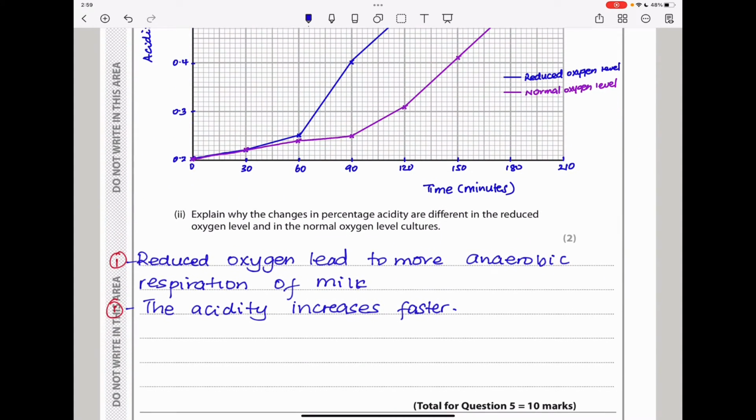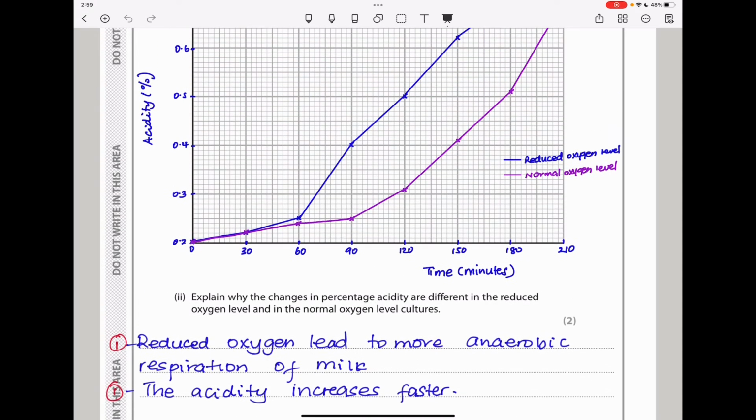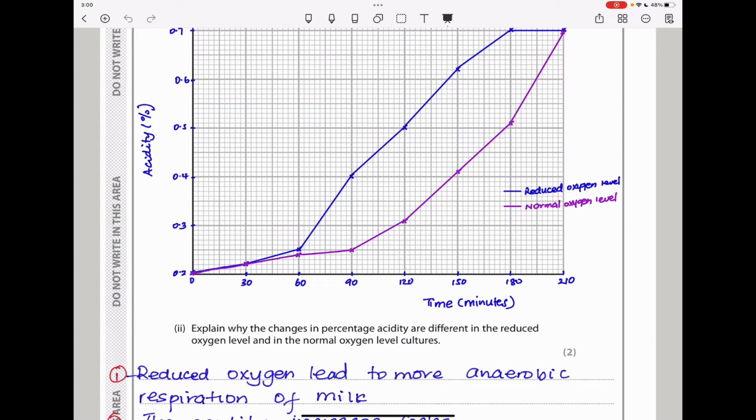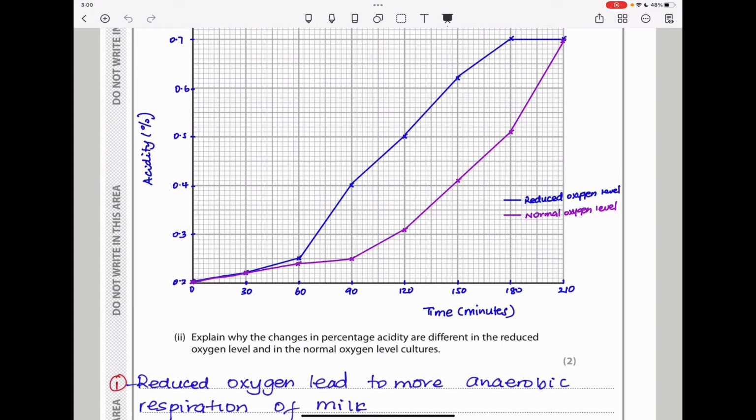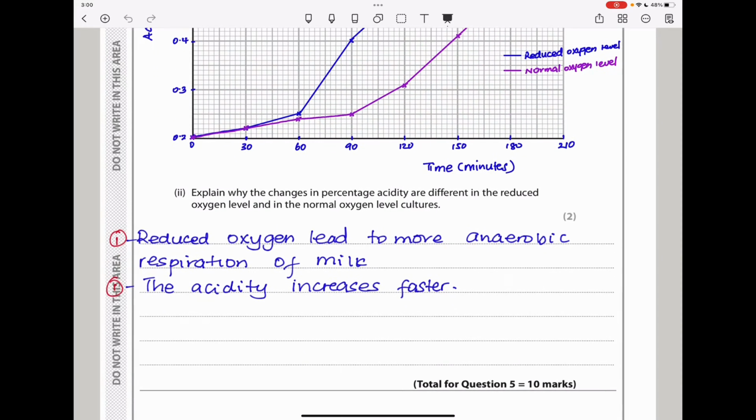Here they say explain why the changes in percentage acidity are different in the reduced oxygen level and in normal oxygen level. When there is reduced oxygen, it can lead to more anaerobic respiration, and that could lead to more lactic acid production, hence leading to an increase in acidity. When you compare these two graphs, you can see when there is reduced oxygen, the acidity increases rapidly. This is because there is going to be more anaerobic respiration, leading to more rapid production of lactic acid, and that will lead to an increase in acidity more rapidly in comparison to where we have normal oxygen levels. So that is why it is the way it is.